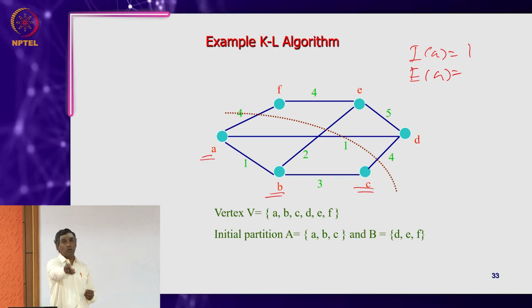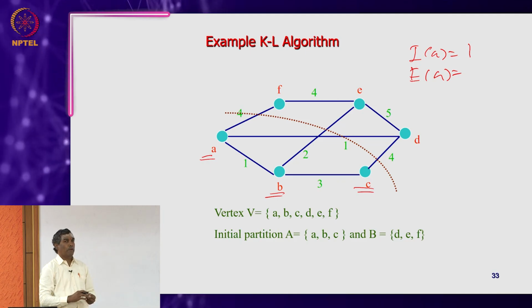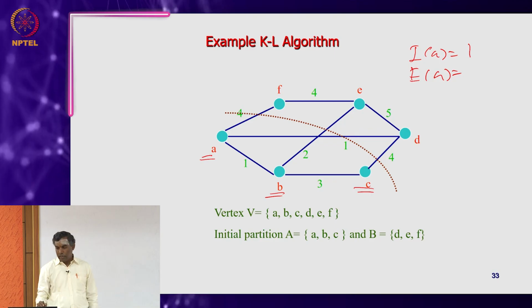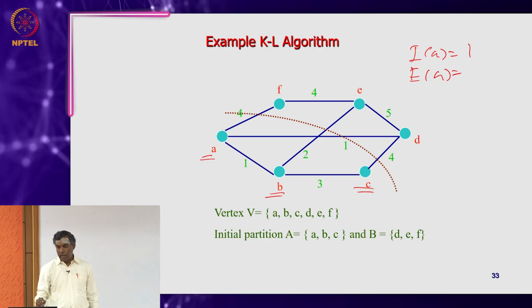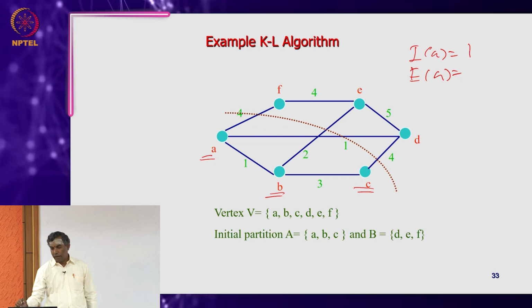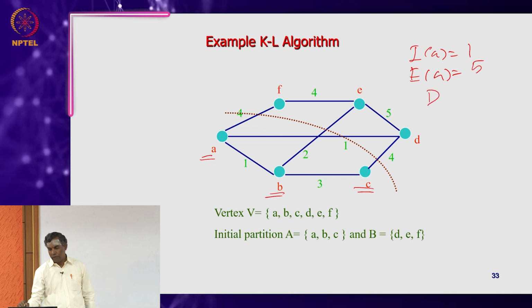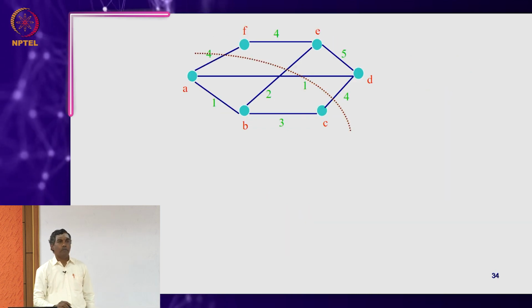From A to the other group, for example, if you look at AD and AF, AD is 1 and AF is 5. So now I find the D of A. What is D of A?